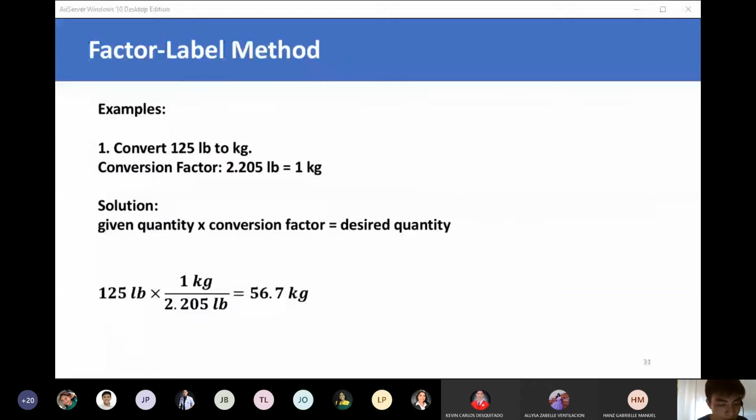Factor label method. So these are some examples. So suppose you're going to convert pounds to kilograms. You just have to look for the relevant conversion factor. So this 2.205 pounds equals to 1 kilogram. As you can see, the units should cancel out. Pounds and pounds will cancel out because they are on the opposite side of the fractions, no? Giving you the final unit, no? And the final equivalence. No?